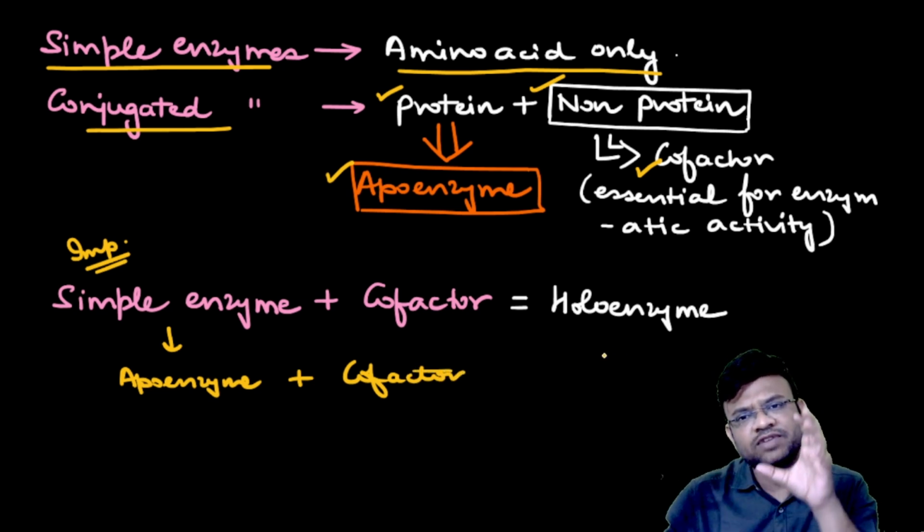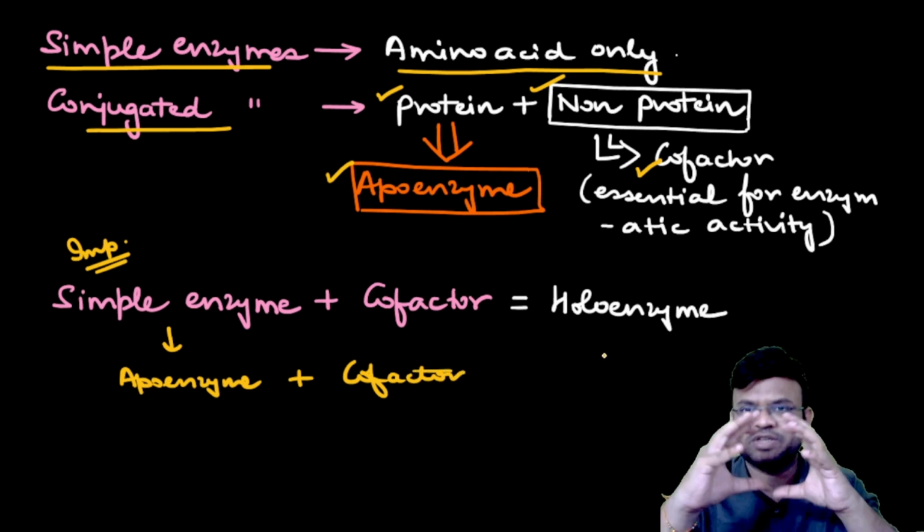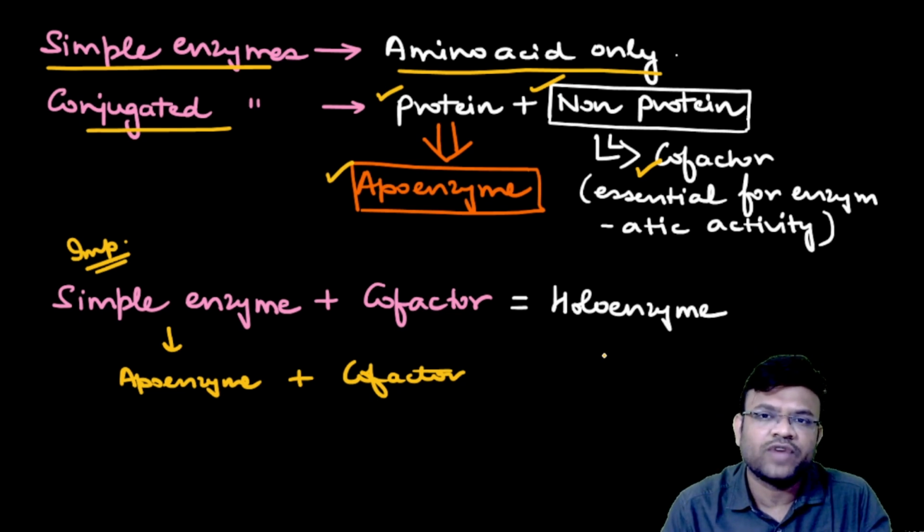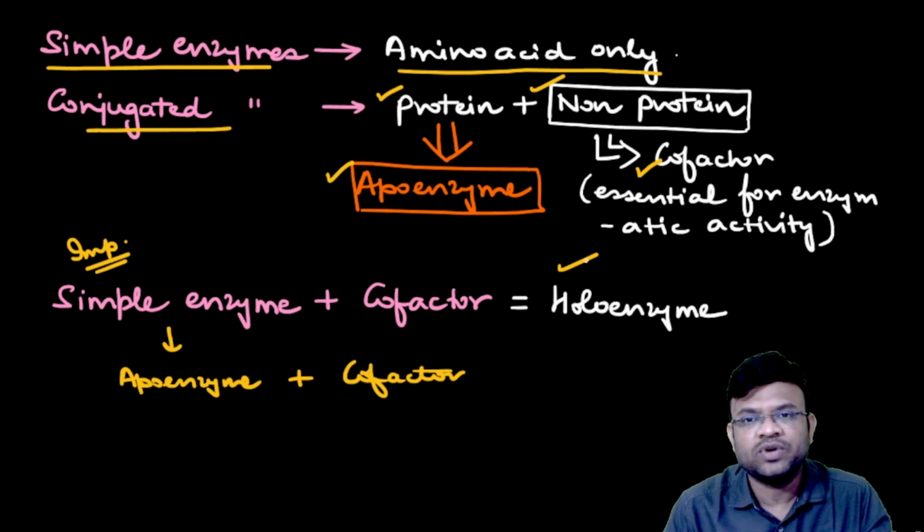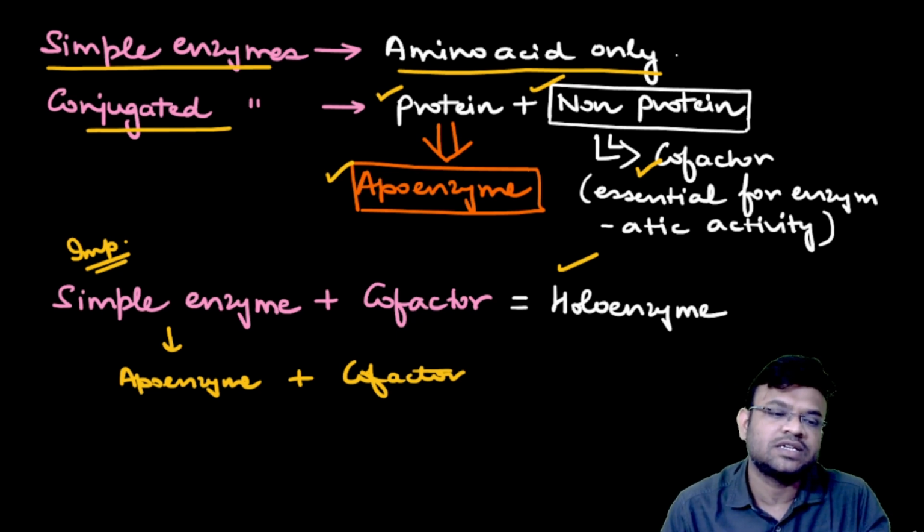That means when the proteinaceous and non-proteinaceous parts are present together, or apoenzyme and cofactor are present together, it is called a holoenzyme. This is again important. What is apoenzyme? What is holoenzyme? What is cofactor? What is coenzyme? What is metal ion? All of these questions have been asked at different levels.